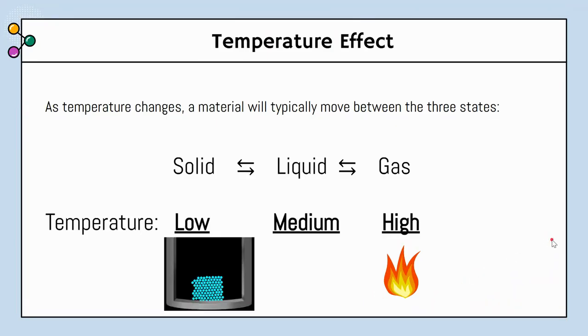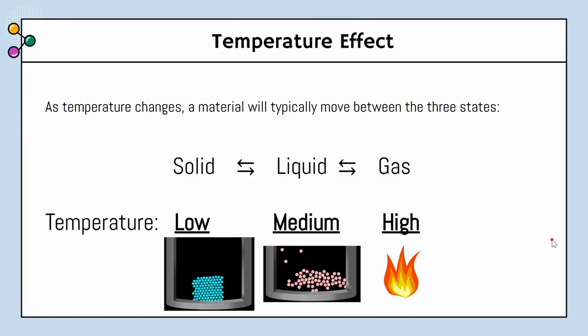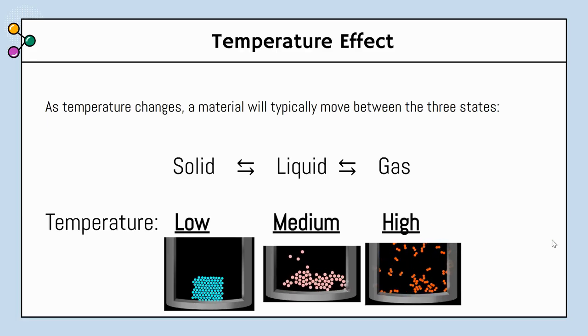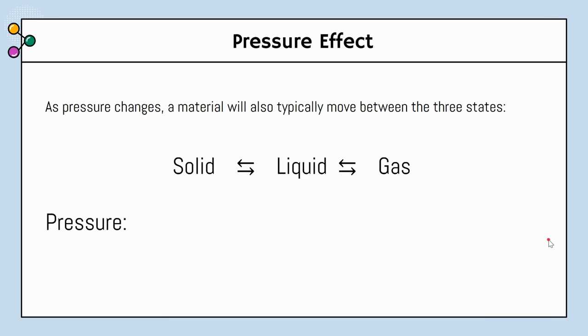And remember, solids at low temperatures, they're going to vibrate in place. Liquids at medium temperatures are going to flow, and gases at high temperatures are going to move around their container. Pressure is a slightly different concept, but pressure can also force a material to move between the different states. Solids exist at high pressures, liquids at medium pressures, and gases at low pressures.